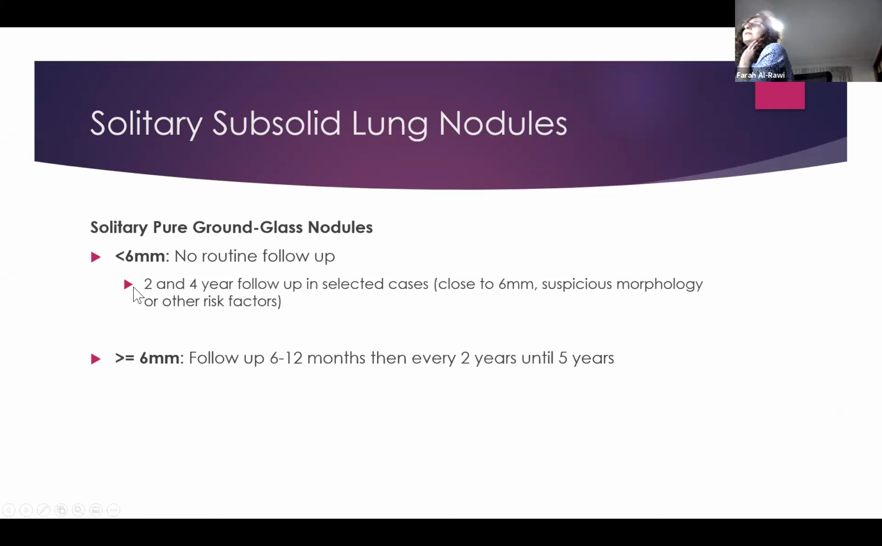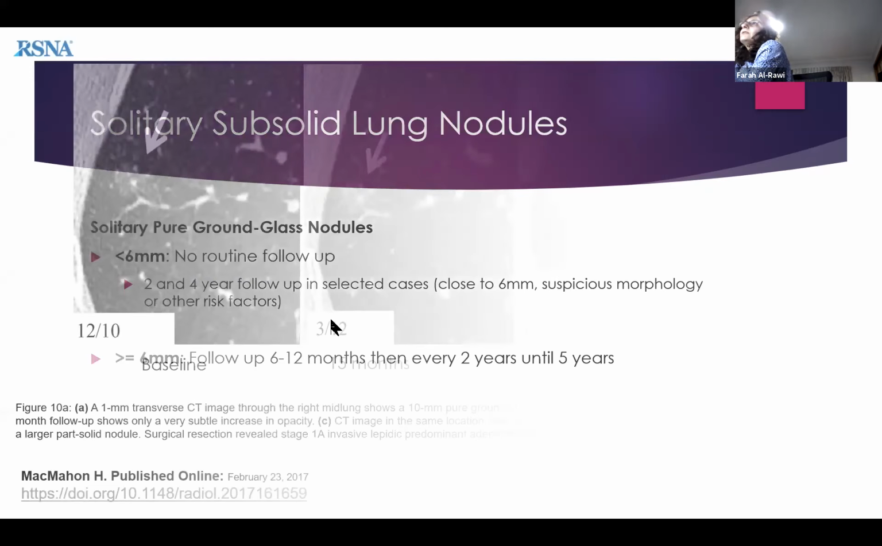So in less than 6 millimeters, the guidelines say no routine follow-up, but some people do like to follow them up at 2 and 4 years, especially when it's closer to 6 or it has suspicious morphology. Once it gets to 6 millimeters, then we do follow up. We do follow up at 6 to 12 months, and then every 2 years until 5 years, for the reason I just explained. So this is an example.